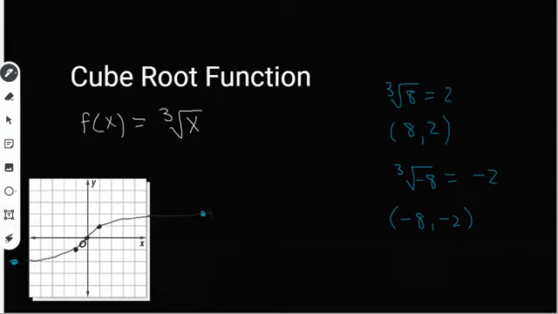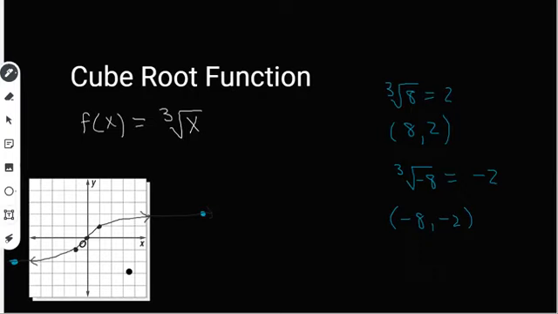It's going to kind of look like that. Let me put the arrows where you can see them. There we go. So that's the cube root. Unlike the last function we did, the square root function, this one is going to actually span the whole graph, the left side and the right side. So that's a key difference between the square root and the cube root.